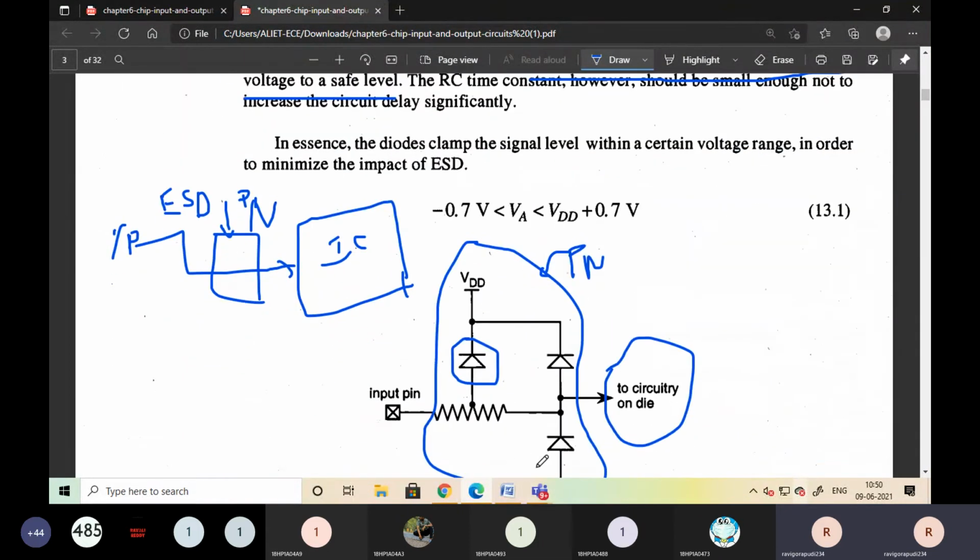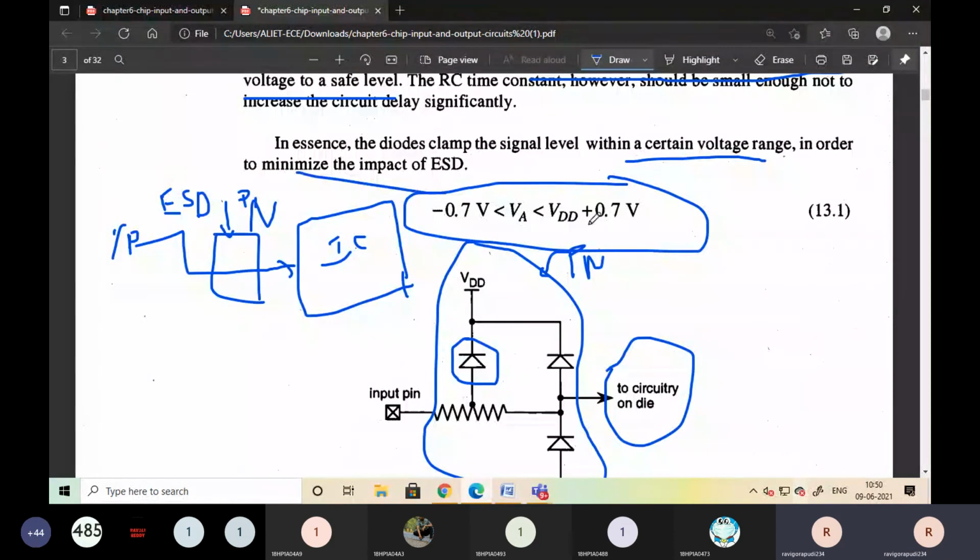This is the basic protection circuit, and the range of the voltage is minus 0.7 to VDD plus 0.7 volts. In essence, the diodes clamp the signal level within a certain voltage range. Up to this range, it will clamp the voltage in order to minimize the impact of ESD, electrostatic discharge.